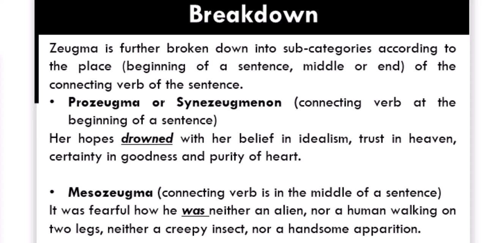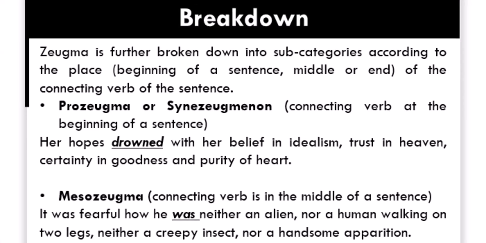So we have the verb drowned connecting to the other part of the nouns right from the beginning of the sentence. Okay, then the next one is mesozeugma, which has to do with connecting the verb in the middle of a sentence. It was fearful how he was. So obviously we already had a verb, which was. Was is not the central verb, so the next one is the next was. I was neither an alien nor a human walking on two legs, neither a creepy insect nor a handsome apparition.